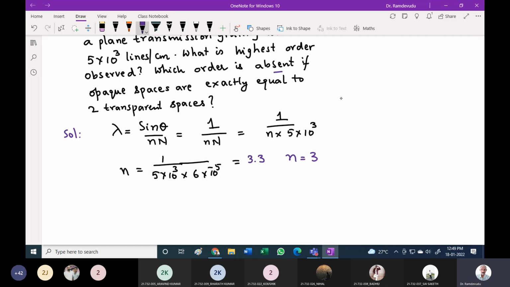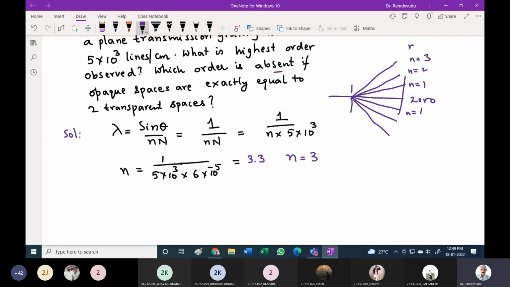Absent means that suppose this is the grating and you are getting the central one, the 0th order. After the 0th order, this is the first order, n equal to 1, first order maximum. Then I'll get n equal to 2, second order, n equal to 3, third order. So I can see many spots on it, and n equal to 4 also I'll get.